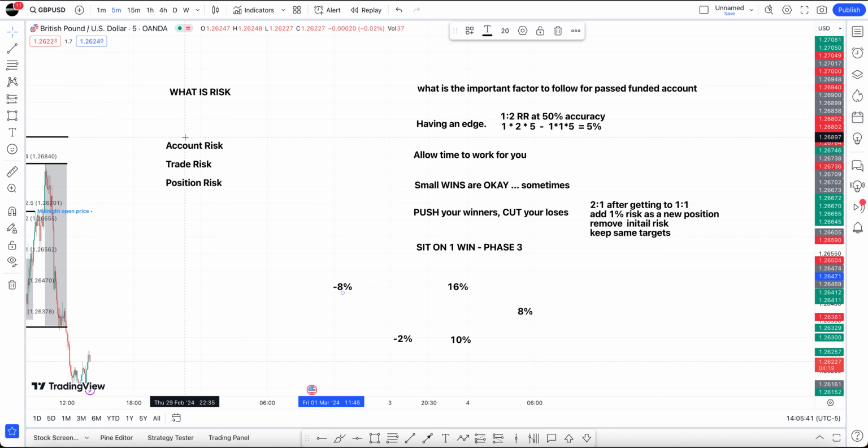I would say, for me personally, any trade idea, I don't have more than 1% on. And my account risk is 1.5%. So on the funded accounts that I'm trading, none of them I risk more than 1.5%, with 1% on each idea, and then position is 1% as well.